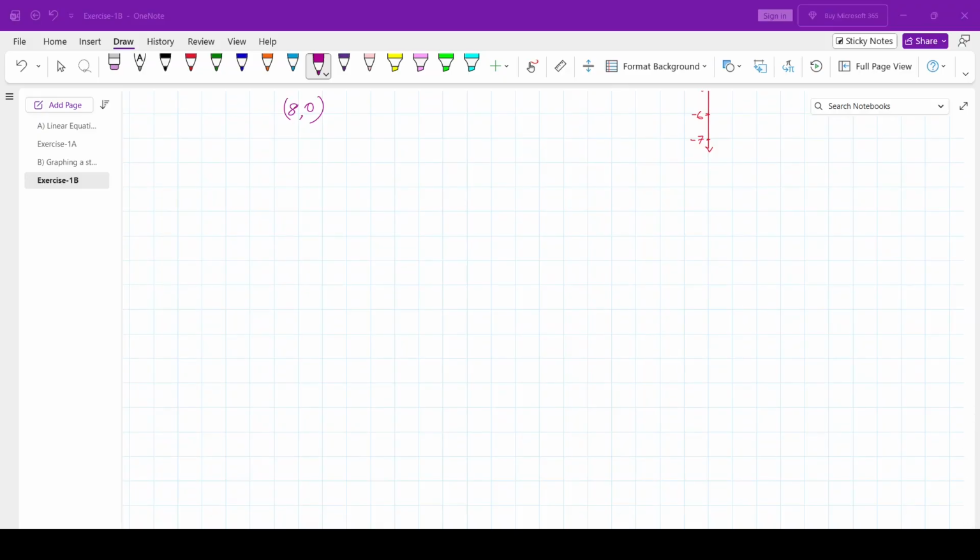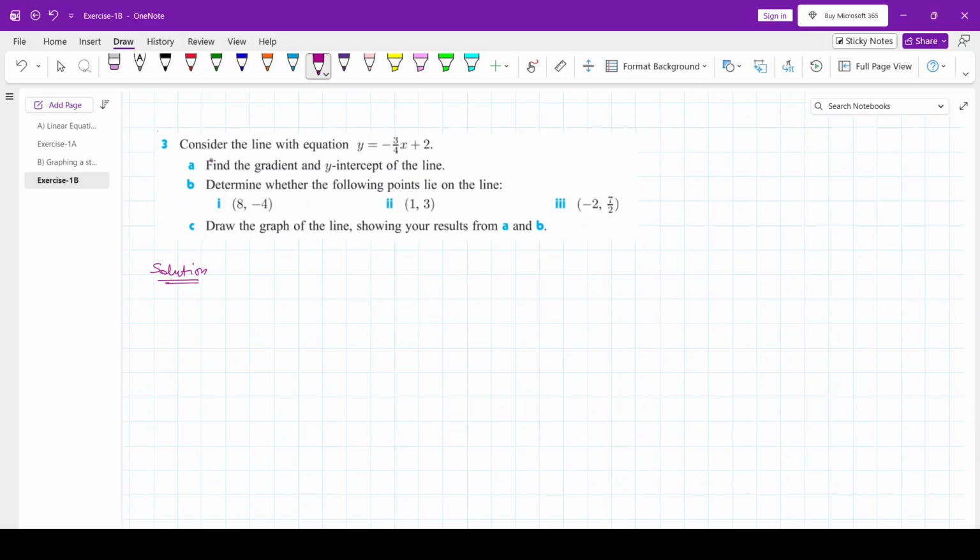Let's move on to question number 3. The question 3 says, consider the line with equation y is equal to minus 3 by 4x plus 2. Okay, so this is our equation. Find the gradient and y-intercept of the line. So for part A, we solved the similar kind of questions in exercise 1A. So part A, you can solve yourself. We have done a lot of questions like this.